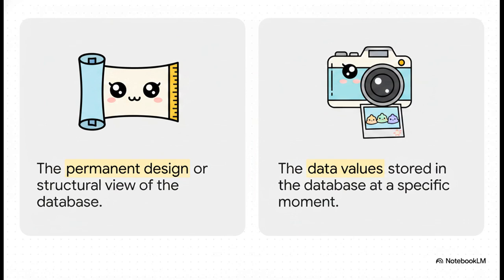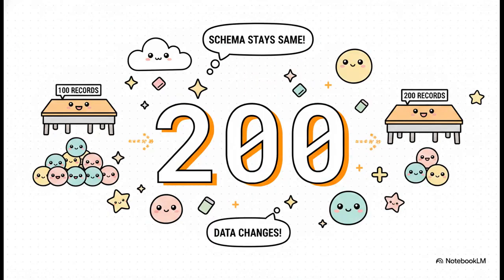But an instance refers to a snapshot of the data stored in the database at one exact moment in time. The schema is long-term, it rarely changes, while an instance is just a temporary snapshot of the data values right then and there. To make this super concrete, just imagine a single student table.